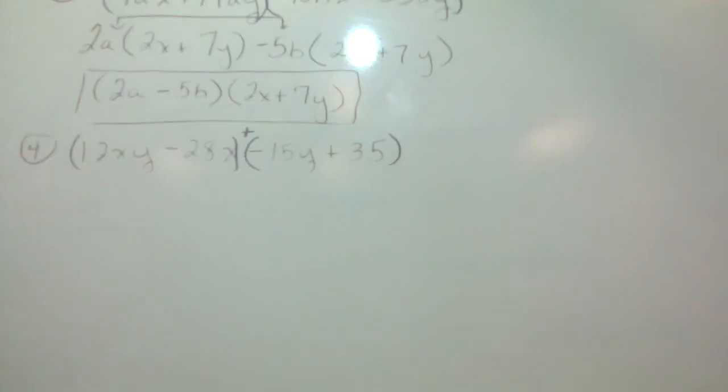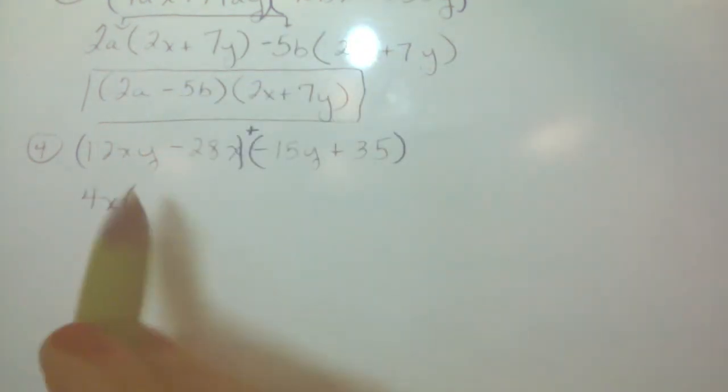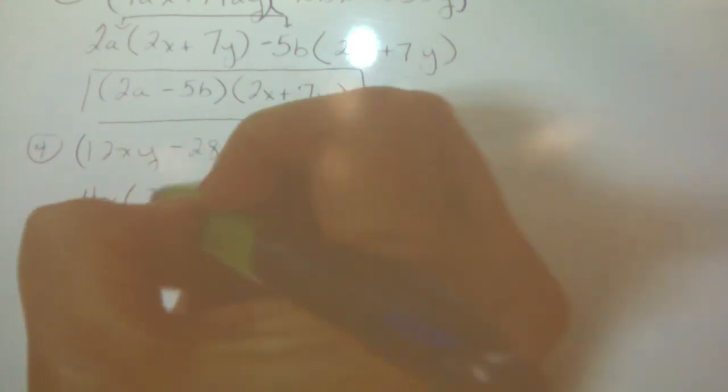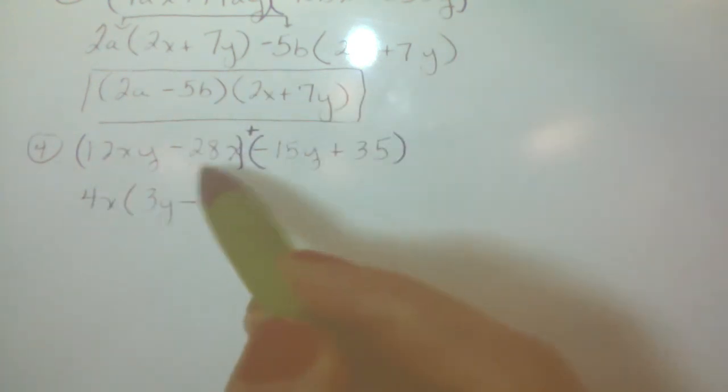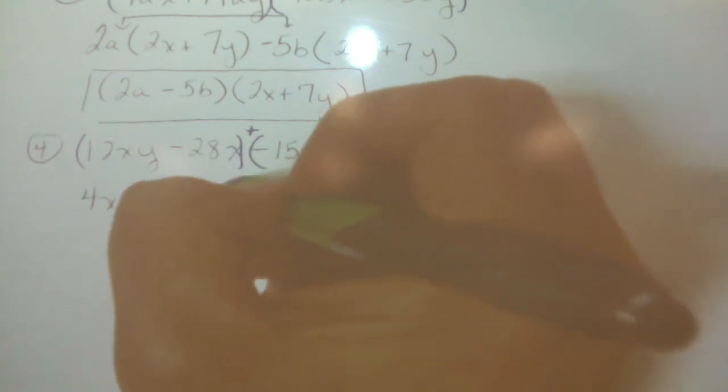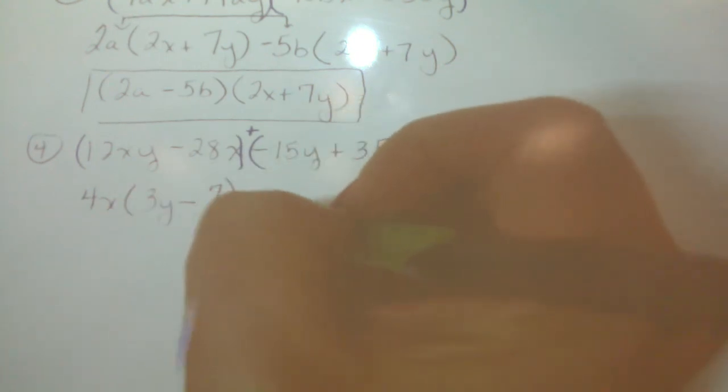The first parentheses, the GCF is 4x. If I take out a 4x, 12 divided by 4 is 3. The x's cancel. I'm left with y. 28 divided by 4 is 7, and the x's cancel.